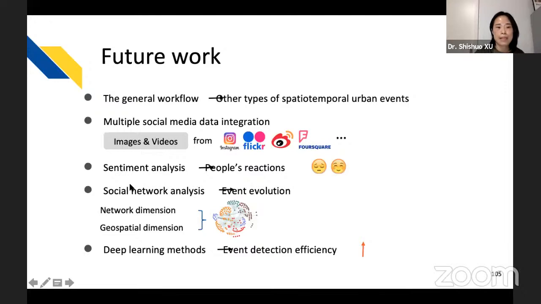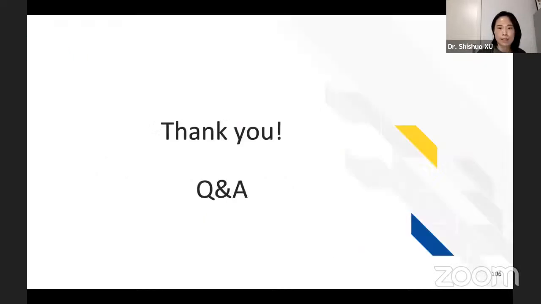The sentiment analysis and the social net analysis can also be added to monitor the event progress or event evolution, because we only use the machine learning methods in the past studies. So deep learning methods can be tested in the future.